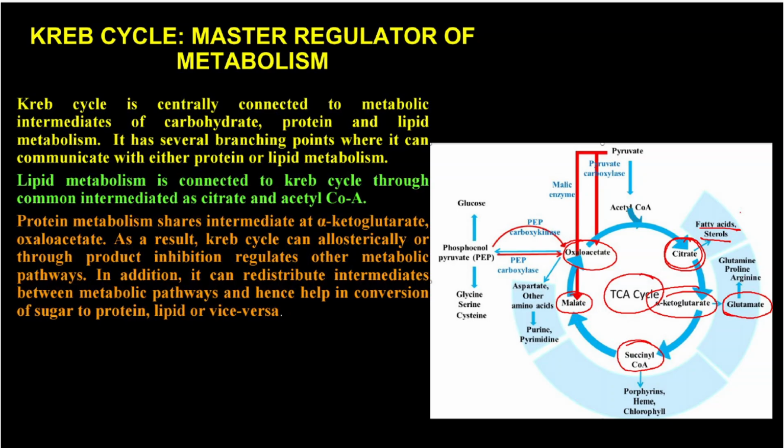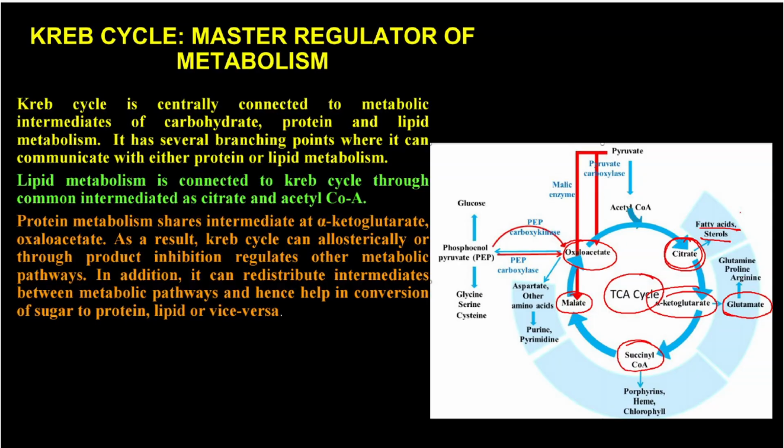If you have listened to the lecture carefully, I'll just give you a brief about that also. Whenever beta oxidation happens, the end product that is formed is acetyl coenzyme A. Okay, so that is how lipid metabolism is connected to the Krebs cycle through common intermediates such as citrate and acetyl coenzyme A. Next is protein metabolism. Protein metabolism shares intermediates at alpha ketoglutarate and oxaloacetate. As a result, the Krebs cycle can allosterically or through product inhibition regulate other metabolic pathways also.